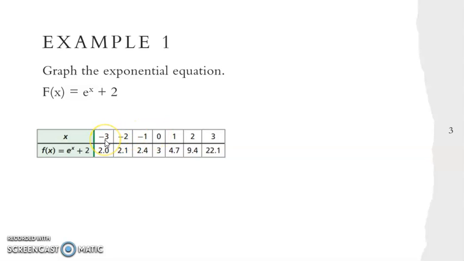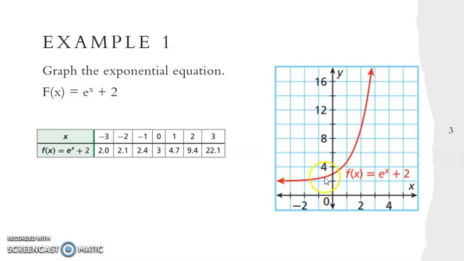So all I did was I took a calculator, I did e to the negative 3 plus 2, e to the negative 2 plus 2, and I got all of these numbers down here. Now all I need to do is put them on a graph. So notice on my graph, it has the same general shape as an exponential function, but notice this is a vertical translation up 2. So my horizontal asymptote has moved up to y equals 2. So that's how you graph an exponential function. I always make a table of values and then graph those points.